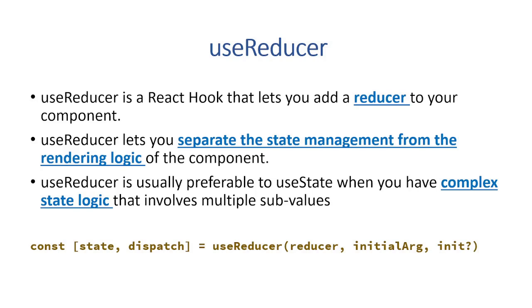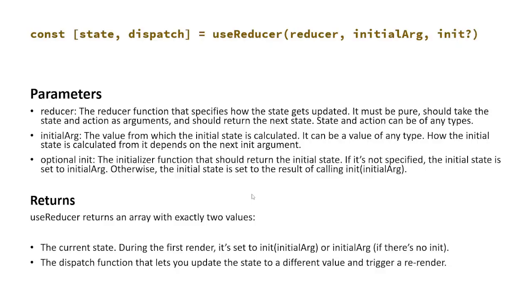So useReducer is a React hook that lets you add a reducer to a component. So reducer is a function that we add to the component. We'll talk about this later on. What useReducer does is it will separate out the state management from the rendering logic of the component. So this is the syntax: useReducer takes three arguments, reducer, initial argument, and an optional init function, and returns an array which consists of state and dispatch function.